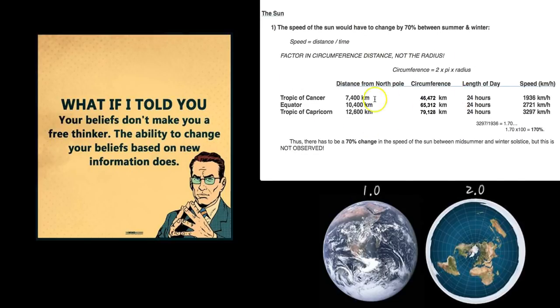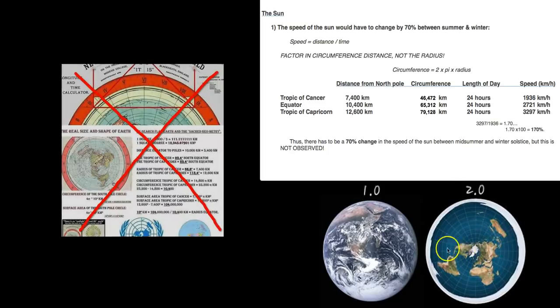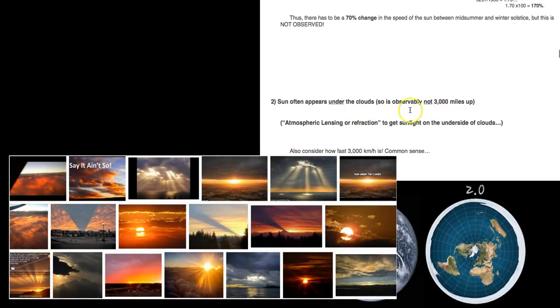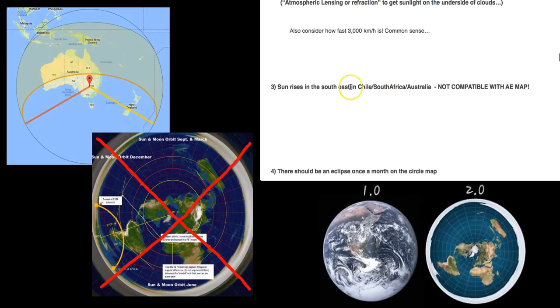So what we saw was the sun. The speed of the sun would have to change, going from inner to outer circle, and that's not observed. We saw that the sun often appears under the clouds, which proves that it's not 3,000 miles up and circling like we're told. We saw that the sun rises from a south-easterly direction in the southern hemisphere, which is not compatible with this map.